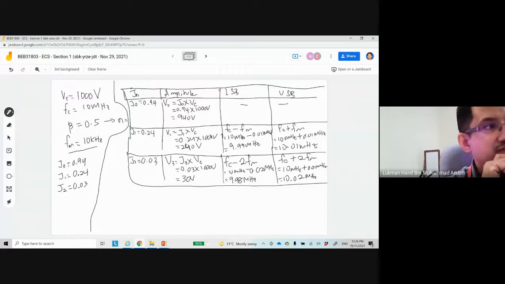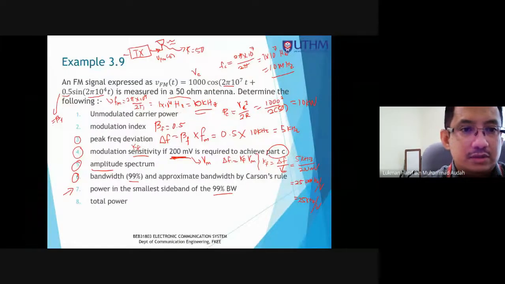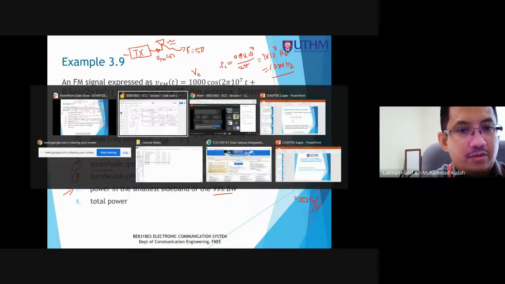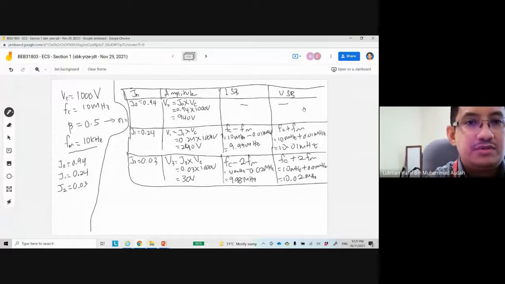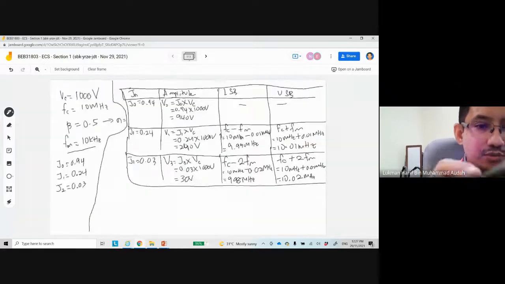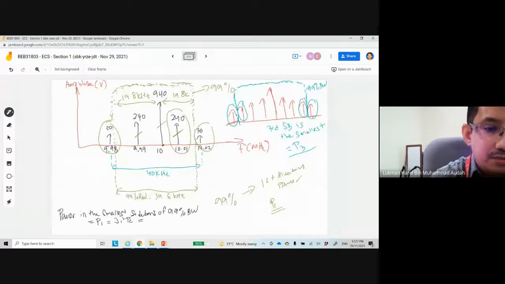PC, how much is PC? PC is equal to VC square. PC kita dah cari rasanya tadi. Rasanya tadi kita dah cari PC sama dengan 10K. We already find PC is 10 kilo. Okay. So PC is 10 kilo. That means this is 0.24 times 10K.